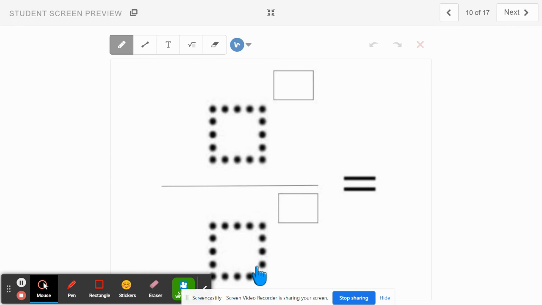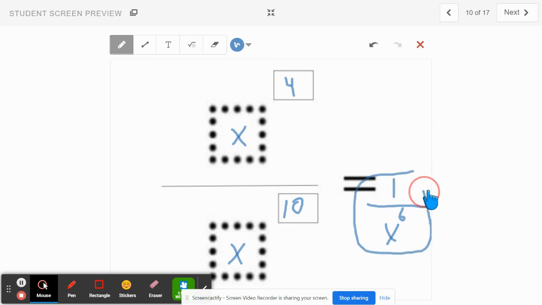Now make up your own, maybe something similar to that one. And I'm going to do that too. Make up your own. x to the 6th on the bottom, 1 on the top. 1 over x to the 6th. Okay? Keep it going.